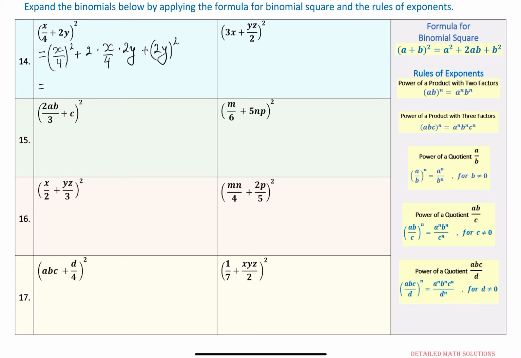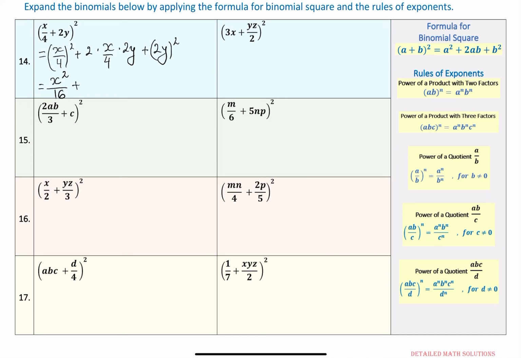x over 4 in parentheses squared. We can simplify this further by using the power of a quotient a over b rule of exponents. In other words, we can distribute the square to the x and to the 4, and this will equal x squared over 4 squared, which is 16.